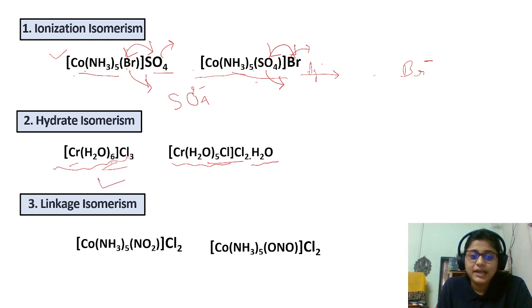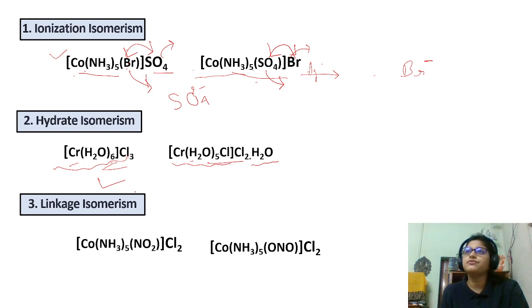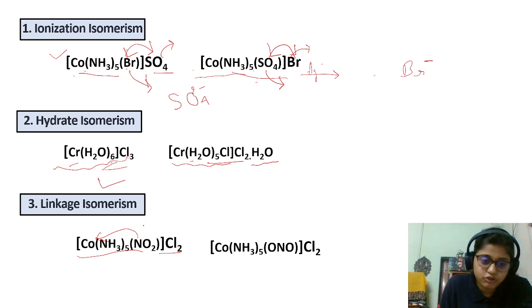Linkage isomerism. Linkage means the linkage between the metal and the ligand atom, the donating atom, right? Here we are talking about these kinds of linkages. Coordination complex is all about the metal and ligand bond. So linkage isomerism is this: NO2 and ONO. All the other things are the same, you can see. But here the donating atom is nitrogen, donating its electron pair to cobalt, and here oxygen is donating to cobalt. This is linkage isomerism.